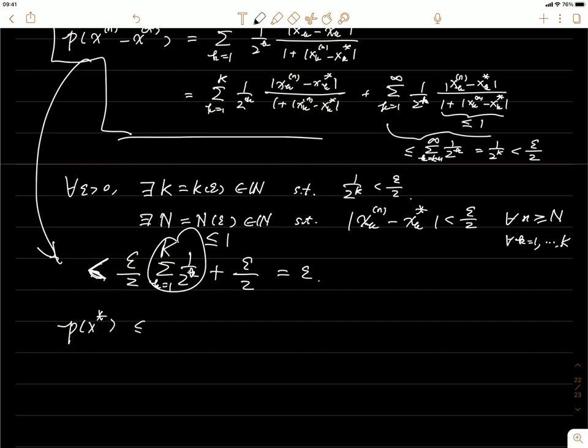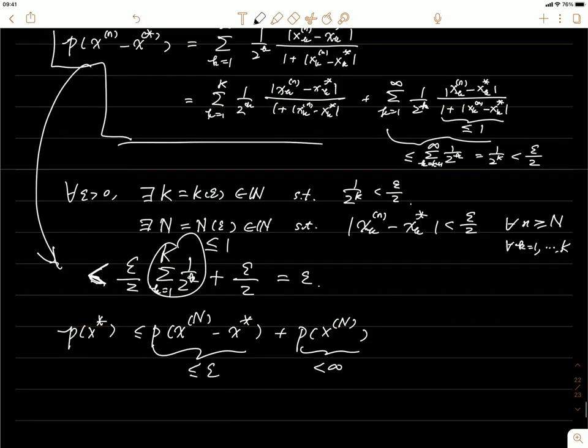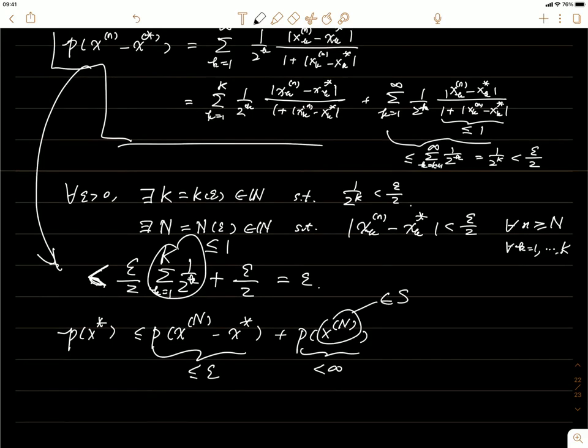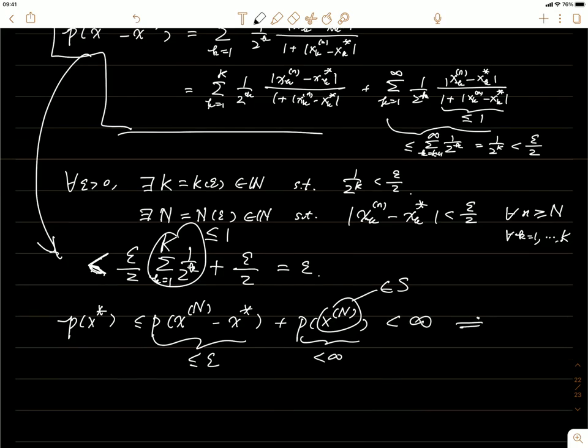We know that it is, by triangle inequality, less than or equal to p of xn minus x star plus p of x capital N. Then I know that when n is large enough, this is less than epsilon. And for this capital N, this one is finite, because this one itself is in S. So that's why this whole thing is finite, and that means x star is also in S. We show that the sequence is Cauchy, and every Cauchy sequence converges to some point in S. That means S is complete.